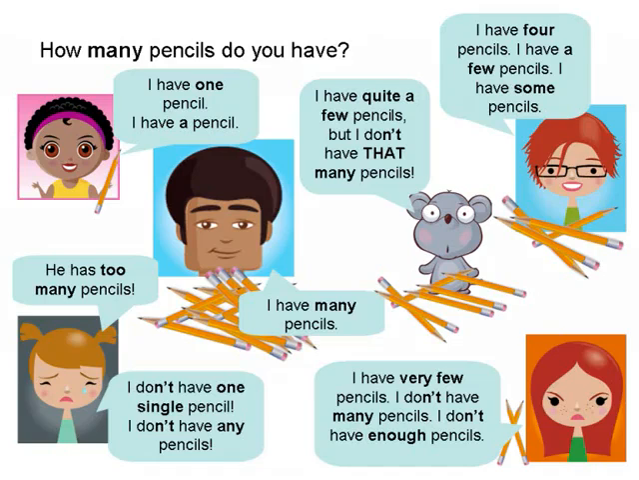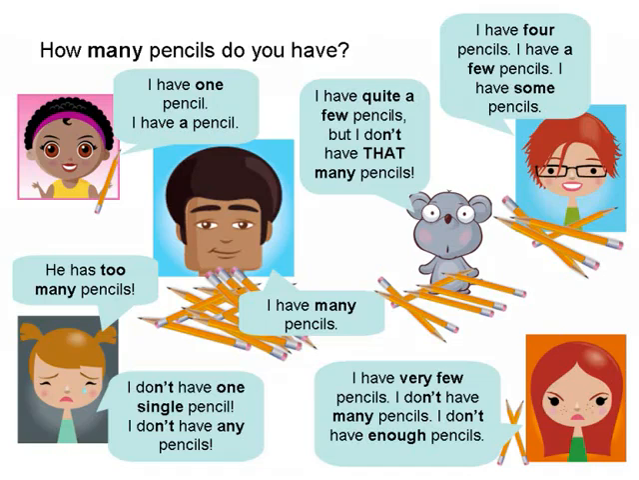Let's look at some sample statements for countable nouns. I have 1 pencil. I have a pencil. I have 4 pencils. I have a few pencils. I have some pencils. I have many pencils. I have quite a few pencils, but I don't have that many pencils. He has too many pencils.